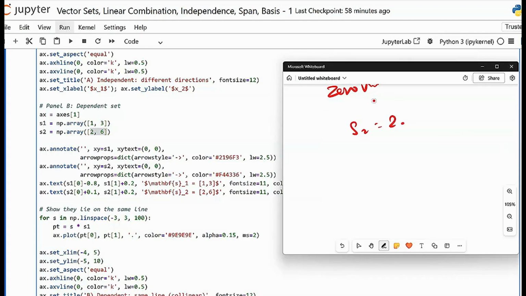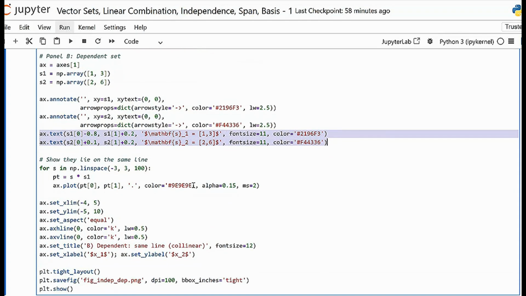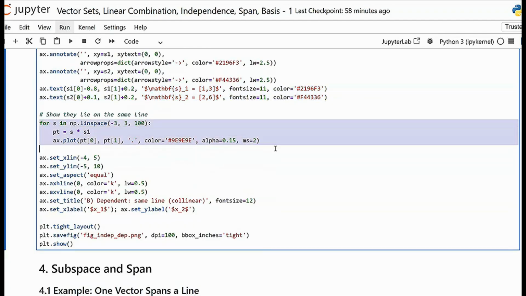Here S2 is equal to twice S1. So these are linearly dependent. And here we have the annotation of the same thing. It draws both the vectors, and next it has the labels of each vector. Dear friends, observe this line here. It generates points along multiples of S1. Multiples of S1. So this produces a single line through the origin.